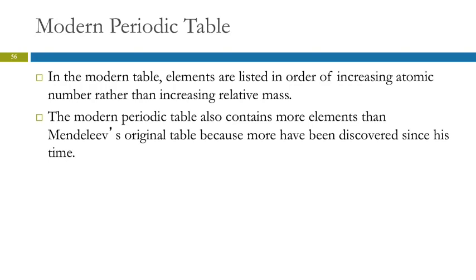In our modern periodic table, the elements are not listed in order of increasing mass, but in order of increasing atomic number of protons. Most of the time, increasing mass and increasing atomic number go together, but there are a couple of exceptions. Let's see if I can find them.